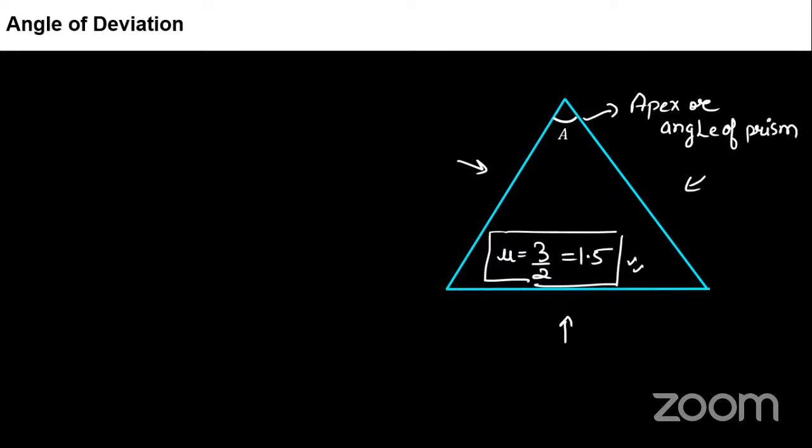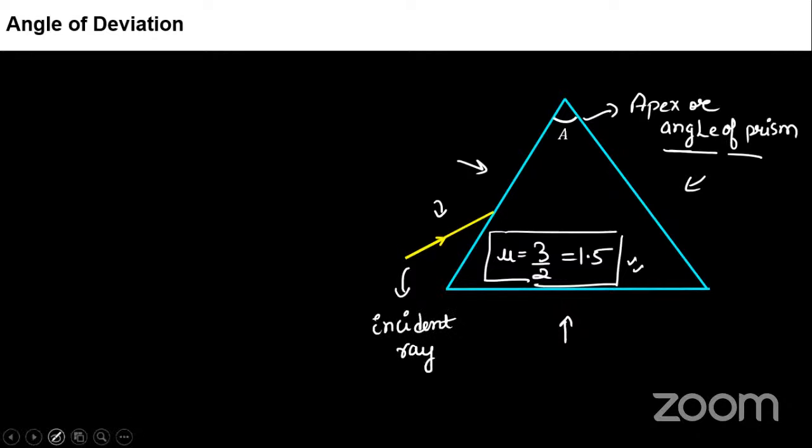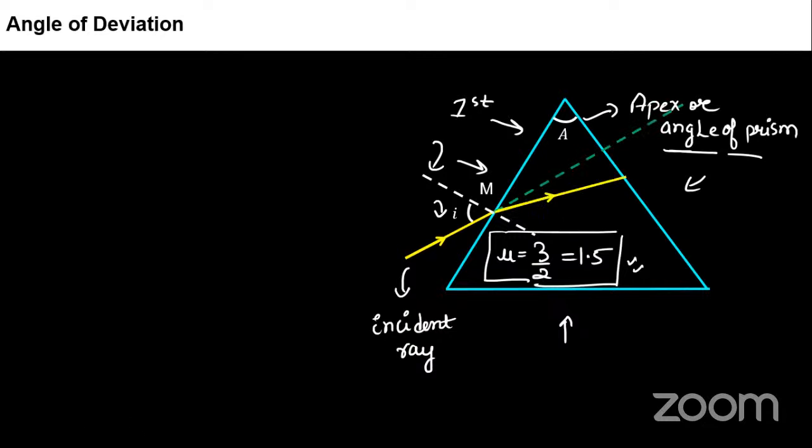Cool. This angle is known as the angle of prism or apex angle. Suppose a ray is incident on this prism like this. This is the incident ray. And this is a normal drawn to this first surface. An incident ray passes after refraction.